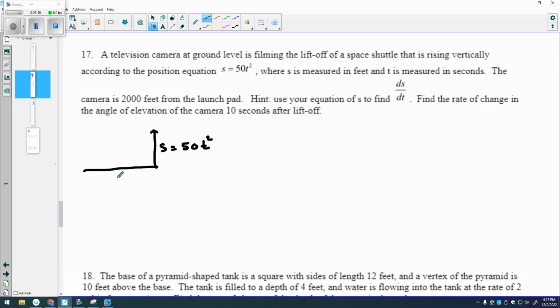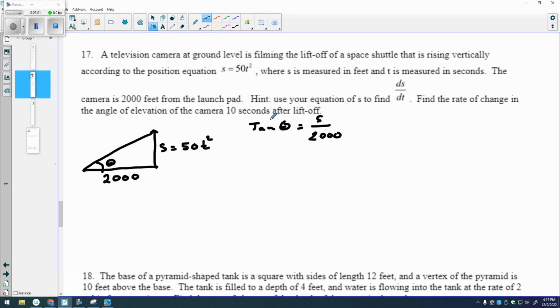The camera is 2,000 feet from the launch pad, so this is a constant, so I can put it in right now. The angle of elevation is this guy right here. Find the rate of change of the angle of elevation of the camera 10 seconds after liftoff. Okay, so I need an equation that relates this side to this side, and that would be tangent. So tangent of theta equals opposite, which we don't know, s, over adjacent, which is 2,000.